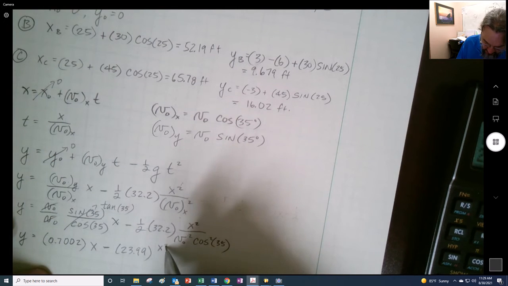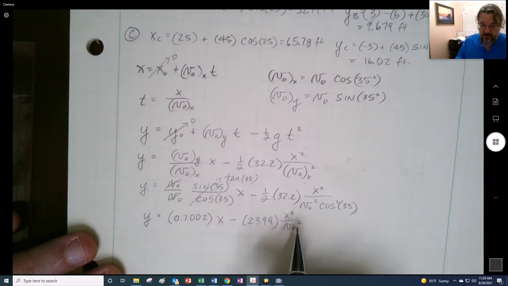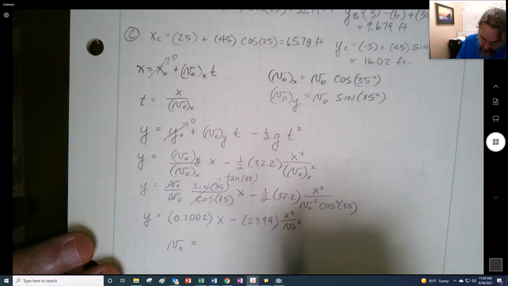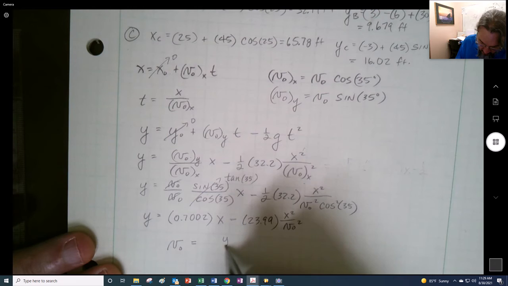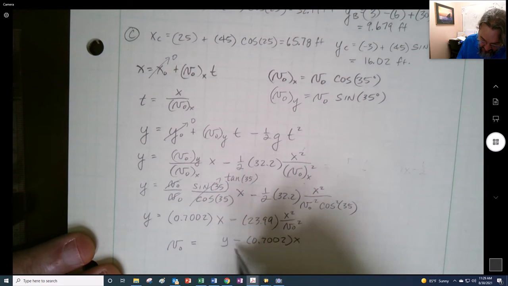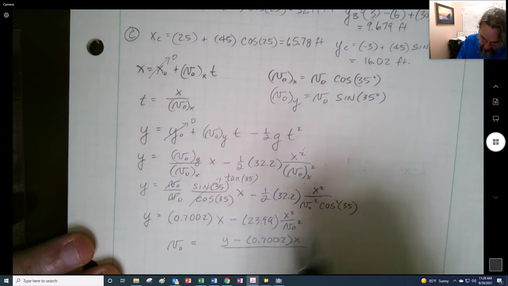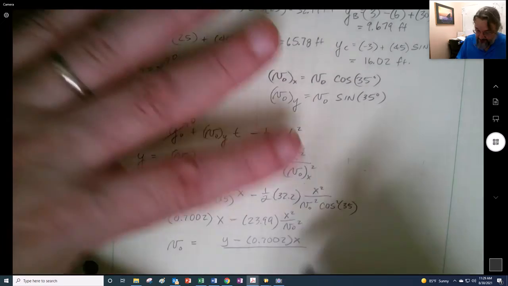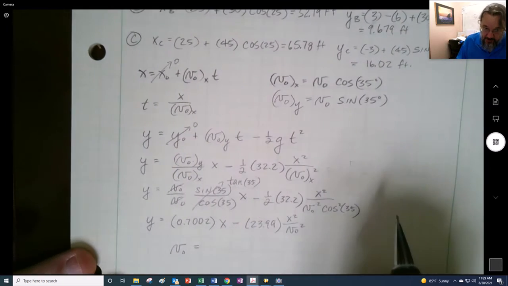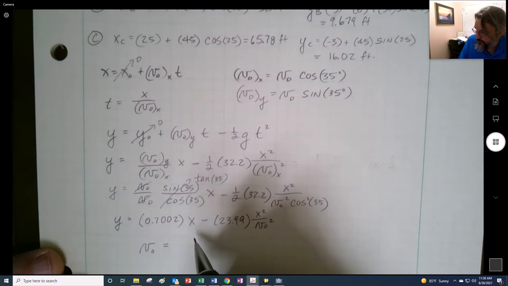And that's going to be x squared over VO squared. And we note that we have VO is all by itself. So let's solve for that VO, right? So we're going to have y minus 0.7002x. It's going to be divided by, oh, I think I got this backwards. My bad. I have to be careful. I'm trying to do this in one step. Maybe I should do it in multiple steps. But you can see that this is going to be true, right?